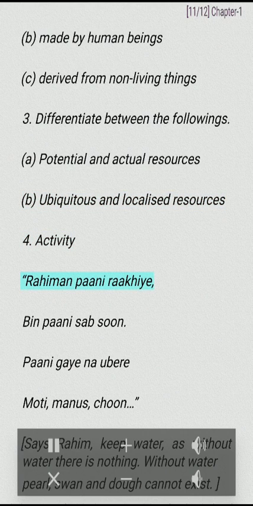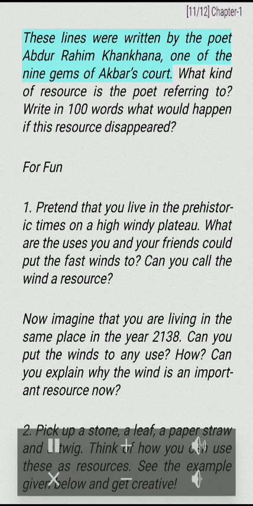4. Activity. Rahiman pani rakhiye, bin pani sab soon. Pani gaye na ubre, moti, manus, choon. Says Rahim, keep water, as without water there is nothing. Without water, pearl, swan and doe cannot exist. These lines were written by the poet Abdur Rahim Khankhana, one of the 9 gems of Akbar's court. What kind of resource is the poet referring to? Write in 100 words what would happen if this resource disappeared.